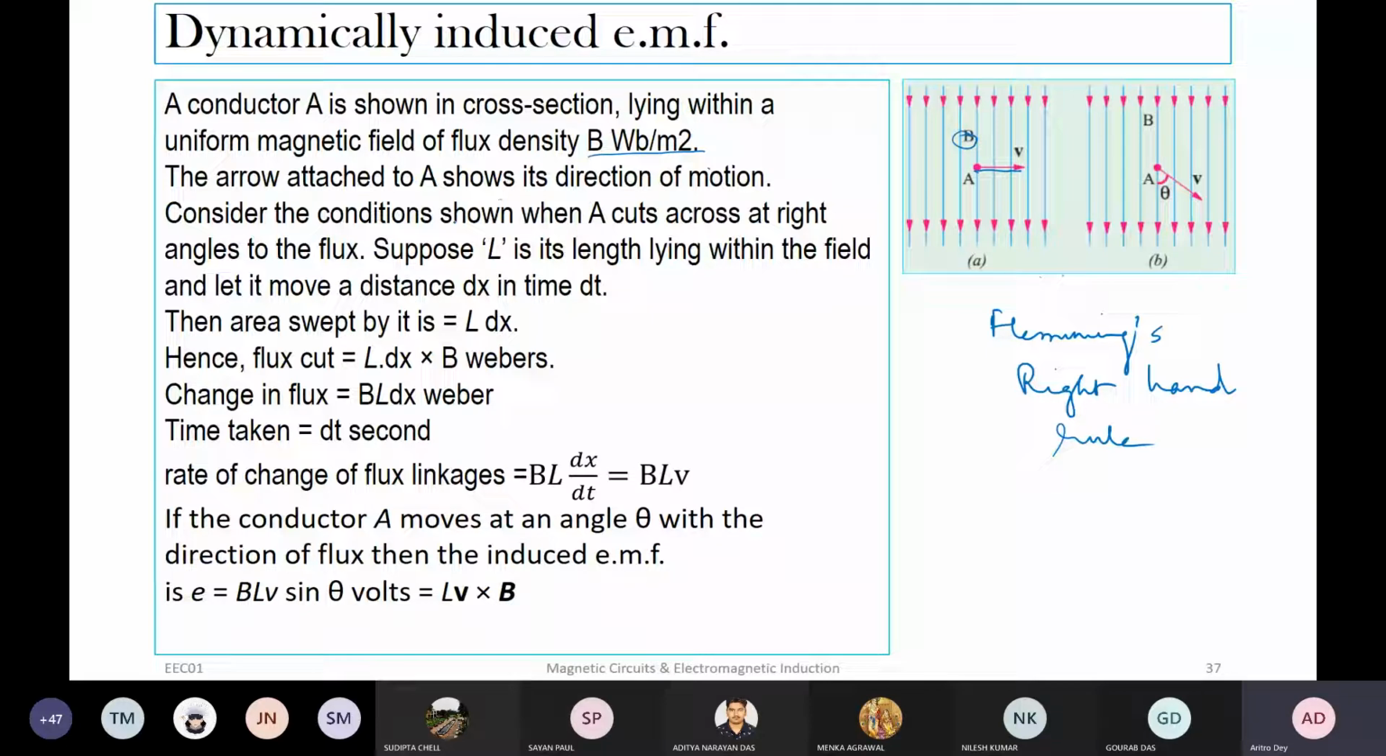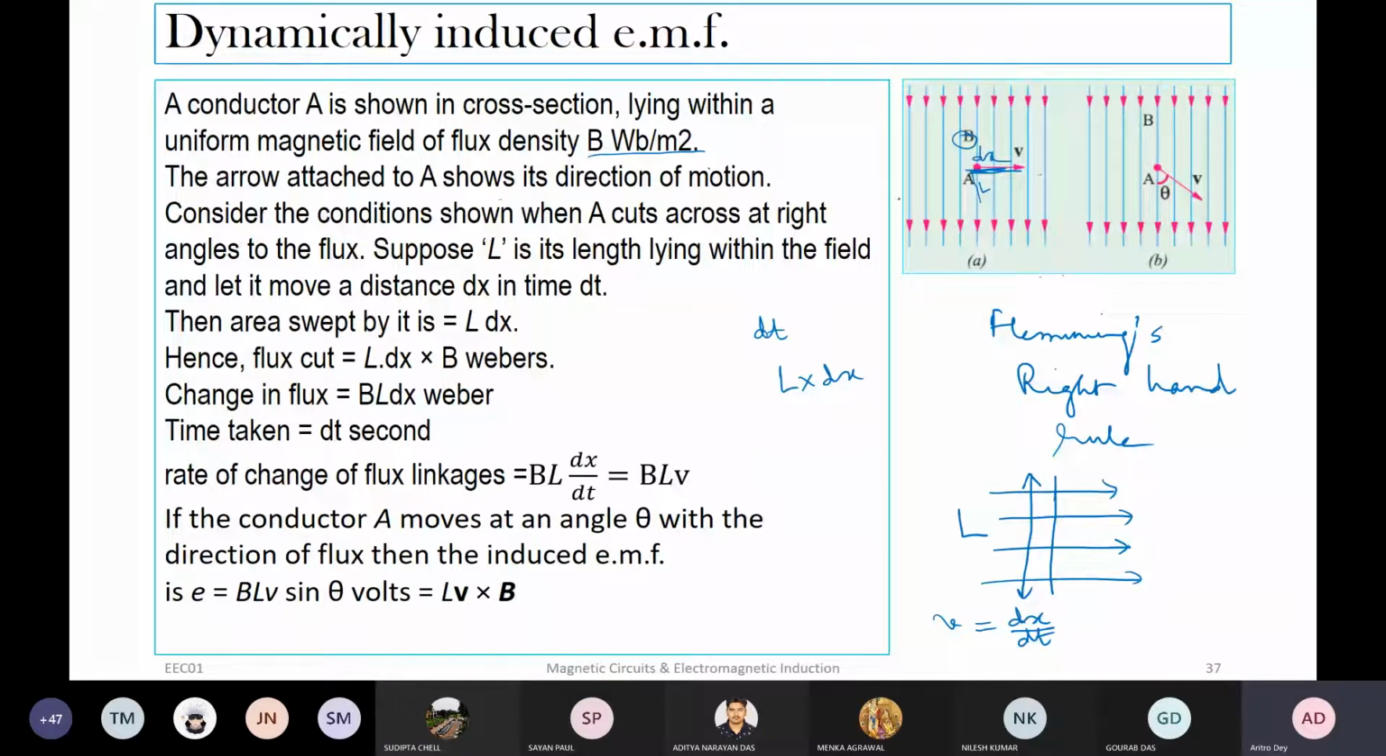Consider the condition when A cuts at right angle to the flux. Suppose L is the length lying within the field. This is the top view; if you want to see the side view, this is your conductor and this is your field, and this is the length of the conductor L. What is the area swept by it for this V? In time dt the area swept is L into dx, because we can write V as dx/dt, that is your velocity.